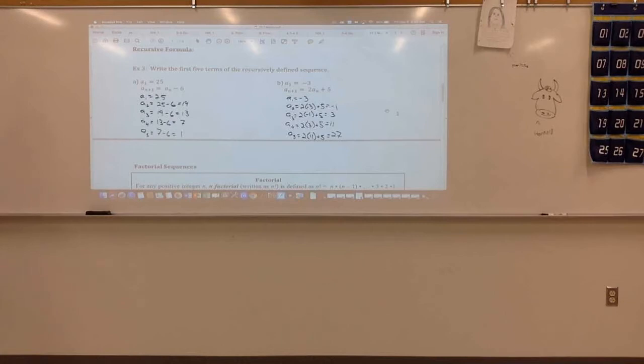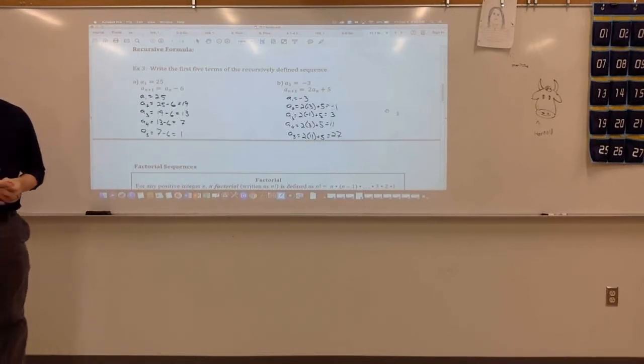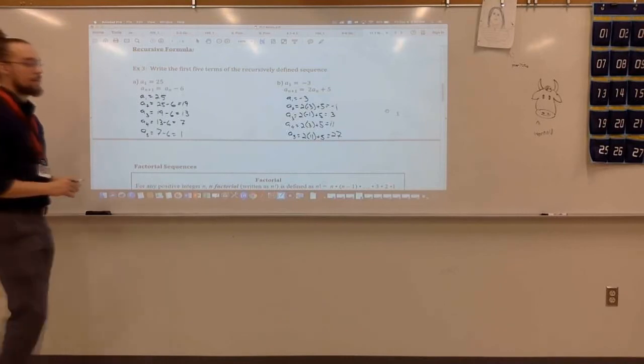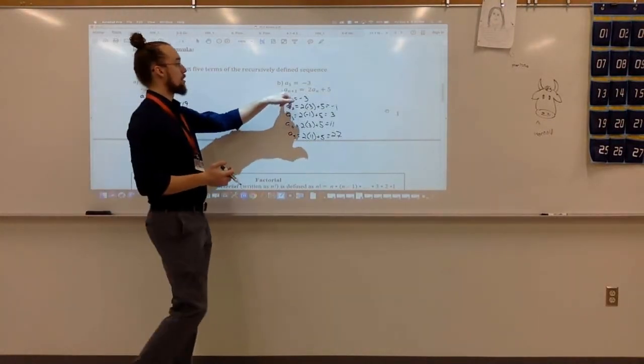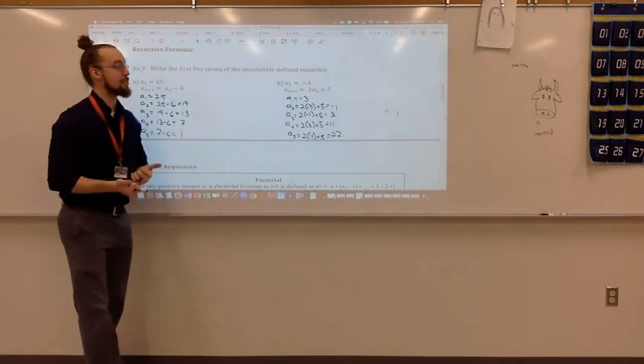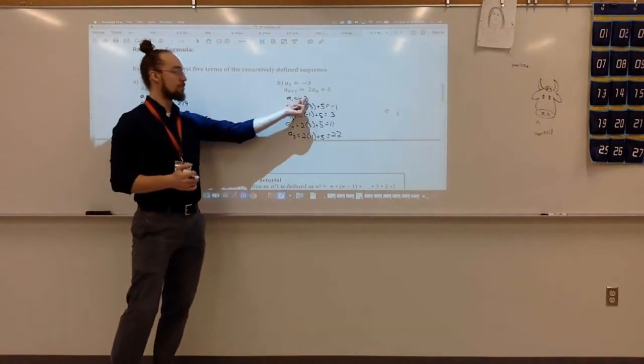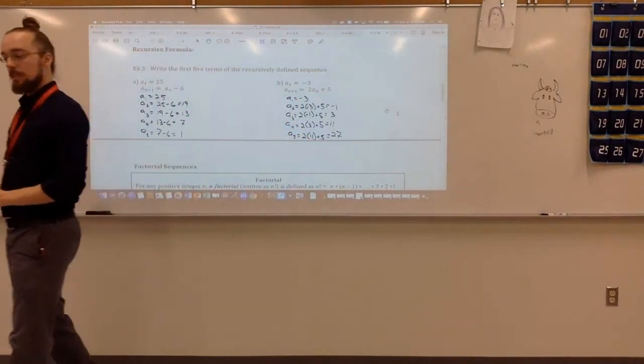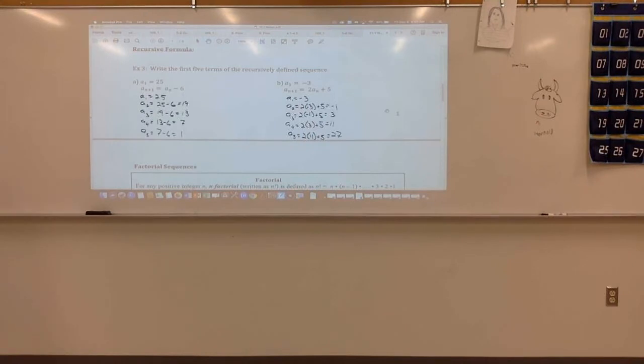We get -3, -1, 3, 11, 27. Alright, so all we're doing in a recursively defined sequence is using the previous term to get the next term. Any questions?